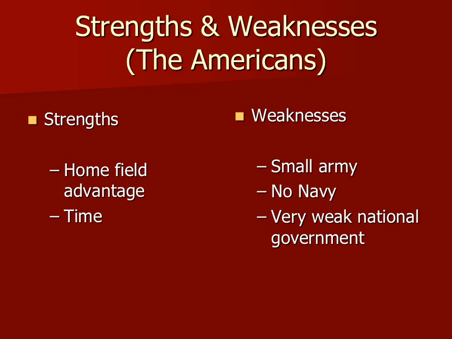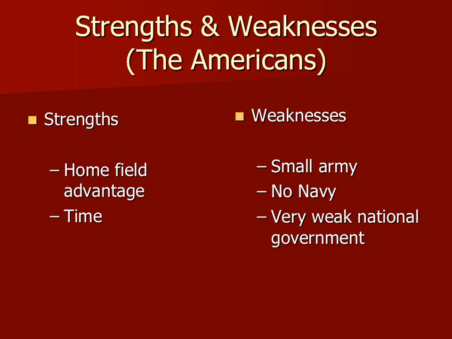Another weakness is that we don't really have a navy. We have no formal navy. The only type of navy forces we had is that we ended up hiring pirates to just attack British commerce ships. Now, that's all fine and dandy, but we just don't really have anything to compete against the British Navy, and so this is a major weakness for the Americans. And the third weakness is that our national government during the American War of Independence was the Second Continental Congress. Well, this Congress and this government was very weak. It did not have the power and the ability to effectively wage this war, and this ended up being a major weakness for the Americans.